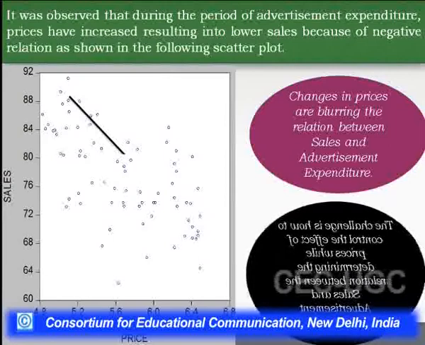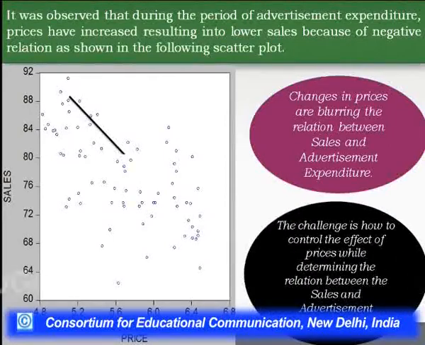The challenge is now what? The challenge is how to control the effect of prices while determining the relationship between sales and advertisement expenditure. That means we are here trying to find out the relationship of whatever expenditure is spent by the company to increase the sales. So you are trying to infer what is the impact on sales because of the rise in the expenditure, but there are certain changes in the prices which impact their relationship. Now the challenge is how to find out that relationship which we are trying to infer.